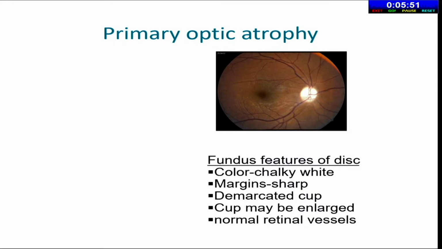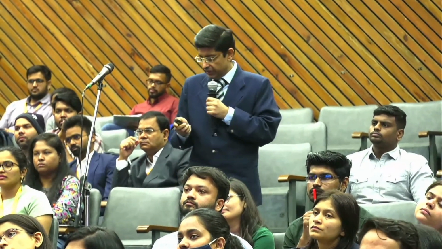So it's chalky white, with sharp margins and a demarcated cup. The cup may actually be enlarged. Retinal vessels are essentially normal. So this is showing me that something is happening to the nerve fibers, which are gradually getting lost. There was no edema, no swelling of the optic nerve. So a whole lot of these things go.